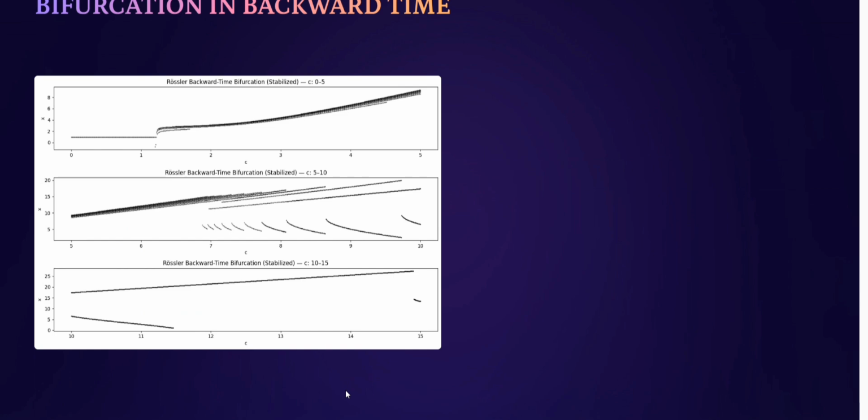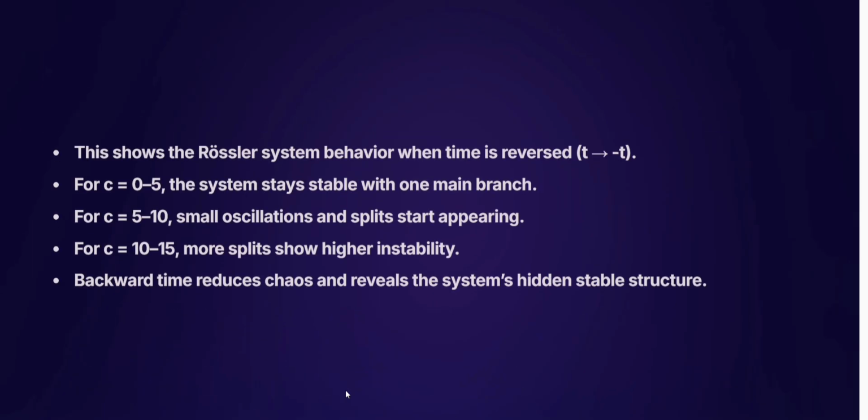And for the backward time, we changed the time step dt in the equation to minus dt, and the bifurcation that occurred by changing that is given like this. From this image, for C equal to 0 to 5, the system stays stable with one main branch. For C equal to 5 to 10, small oscillations or splits start appearing. And for C equal to 10 to 15, more splits show higher instability. The step size has to be reduced very small to show this bifurcation.